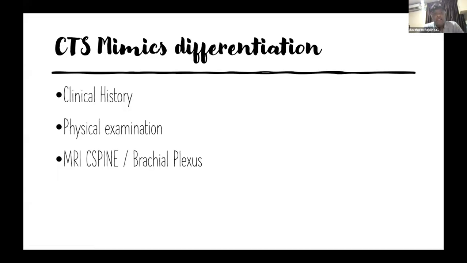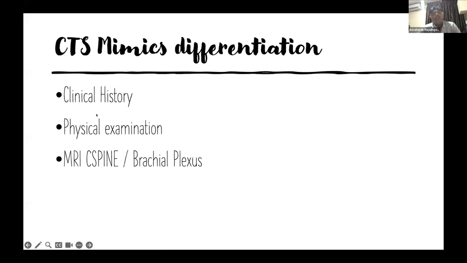There are a lot of mimics. I think this was beautifully covered by my previous speaker, Dr. Vijayan sir. So the clinical history is absolutely important. Physical examination is absolutely important, where anterior interosseous nerve compression and the brachial plexus, and radiculopathy due to any disc in the cervical spine have to be evaluated. This can be evaluated only by the clinical history and physical examination.